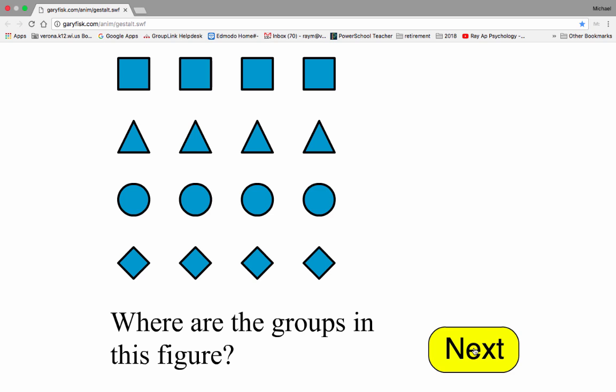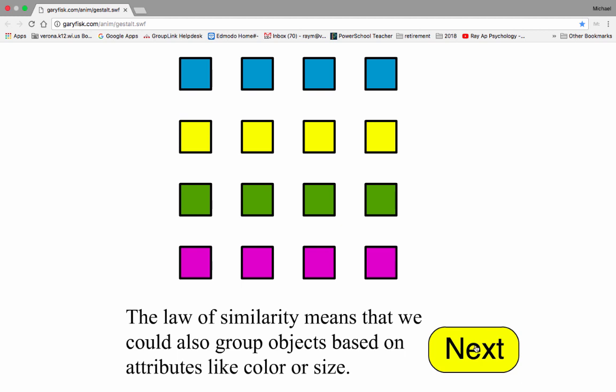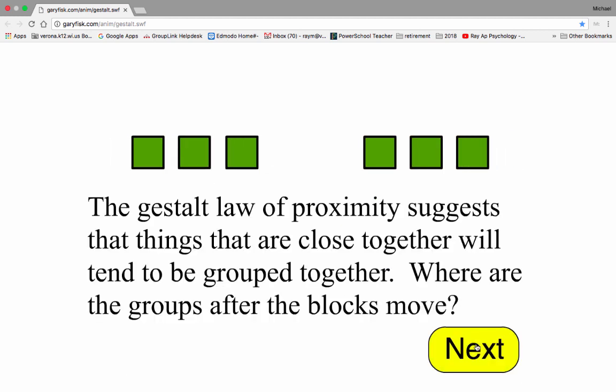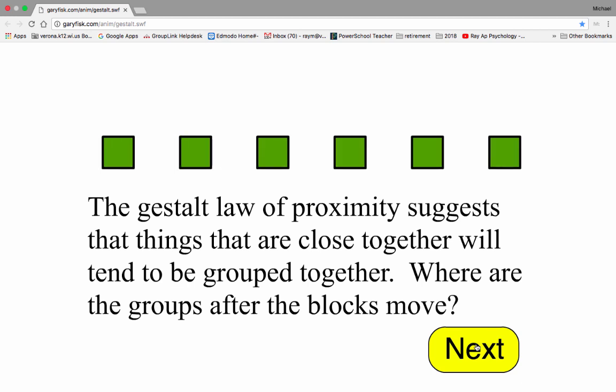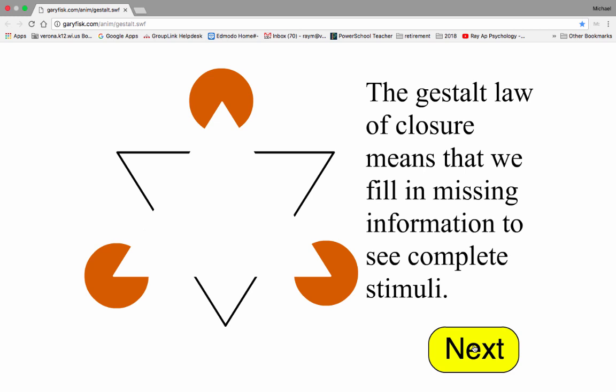An example here would be, if you think about this, what law would demonstrate that we see squares and triangles and circles and diamonds? That would be the Gestalt law of similarity. The law of similarity means we could also group objects based on color. The law of proximity shows that instead of seeing 6 separate squares here, when they move closer together, we probably see 2 groups of 3 blocks. Very simple diagram, but it demonstrates the law or rule of proximity.